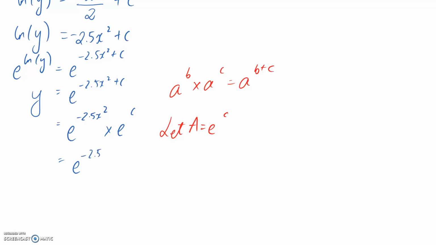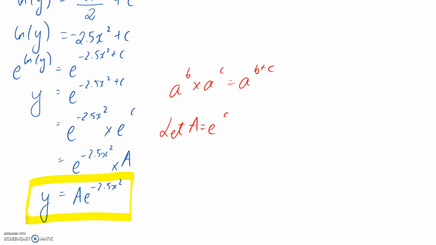So we're going to get e to the negative 2.5x squared multiplied by a, or we can write that even neater again with the a out the front. So this here is the nice version of my general solution. Okay, but just remember that other one that we came to before, that had the c up the top, that is perfectly valid as well.